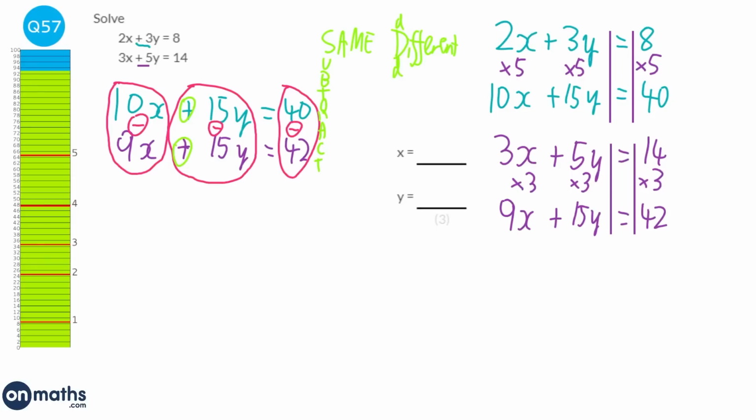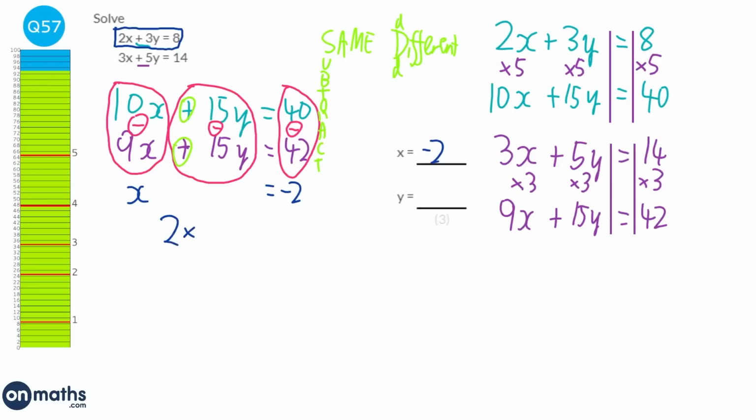So we're going to do 10x take away 9x, which is just x, 15y take away 15y, which is nothing, which is good, that's what we want, and 40 take away 42, which is going to be minus 2. So x is equal to minus 2. But that is only one of the battles, because we need to find out what y is. So we're going to substitute in that minus 2 into our first equation.